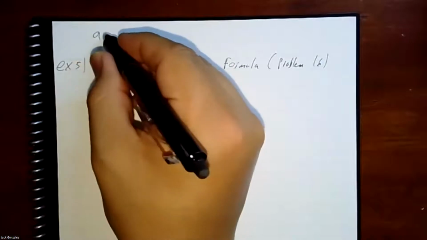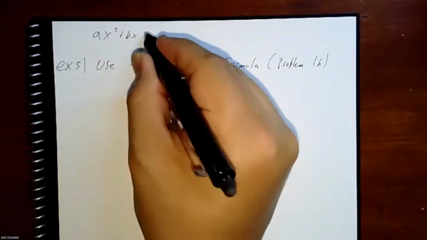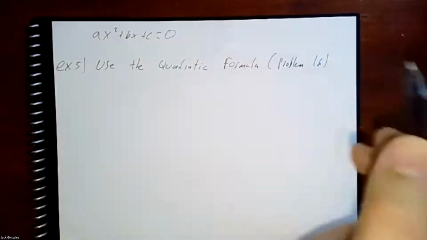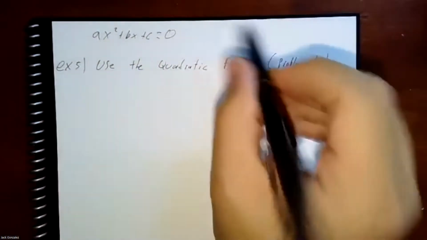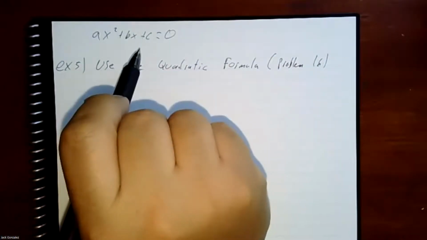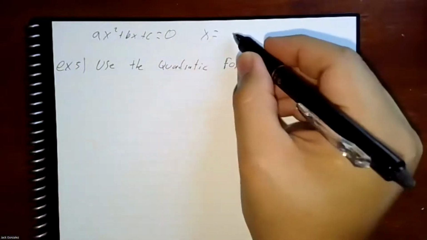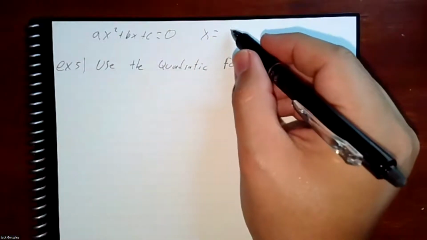So the formula comes from solving this guy. You can actually derive the formula. It's kind of cool. But we won't do that here today. So if you were to solve for this in general, solve for x, you end up with this guy. What is it?